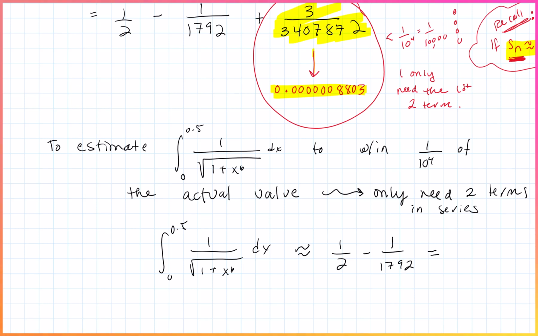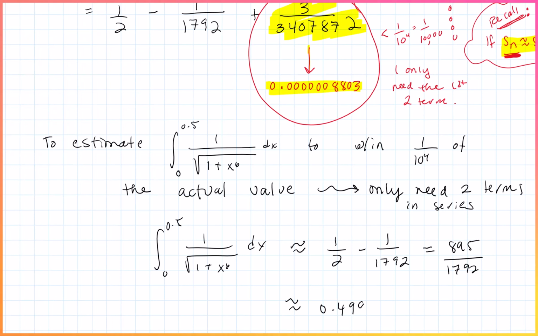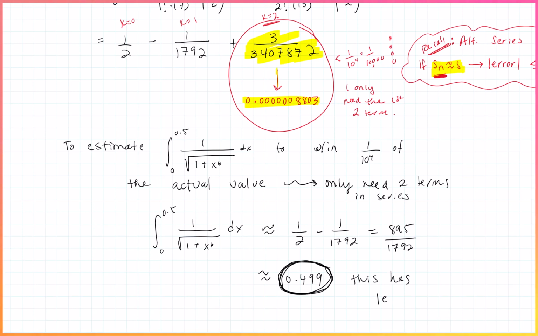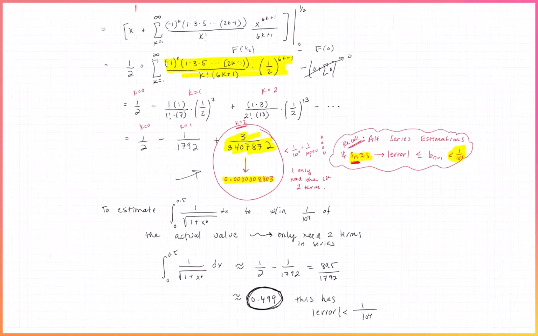which is equal to, I think I wrote that down somewhere, I hope I did. You know what? I don't know that I did. Let me grab my calculator real quick. Oh, no, I did. It's 895 over 1792, which is approximately 0.499. And we can say with confidence that that is within 1/10,000th of the actual sum. This has an error that is less than 1 over 10 to the fourth. More specifically, it's even smaller than that. It's less than this highlighted value I have up here. But that is within 1/10,000.